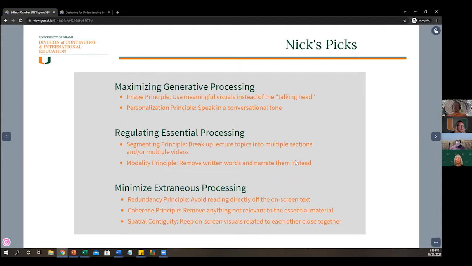Another thing is going to be the coherence principle, that's removing any extra things on the screen or in narration that are not related to the topic itself. If it's not going to help the students learn, then try to get rid of it. It's definitely going to maximize the essential processing while minimizing everything that's extra that the students don't need to focus on. So a rule of thumb is, if the students are picking up something that has nothing to do with instruction, that's less that they're paying attention to the instruction itself. So this is just another way to maximize the efficiency of your slide decks and your pre-recorded lecture videos.